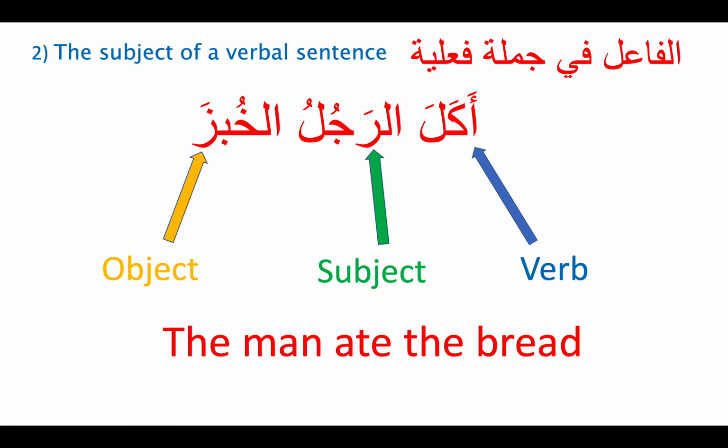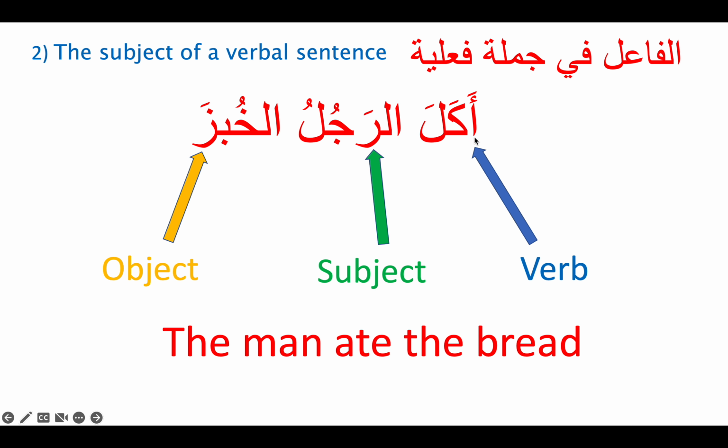So we use the marfu'a, the nominative case, which is indicated by the dhamma, for the subject of a verbal sentence. So الفاعل في جملة فعلية. Now, a verbal sentence in Arabic, or جملة فعلية, is a sentence that begins with a verb. So in Arabic, we have this order for a verbal sentence: verb, subject, object. So, أكل الرجل الخبز. So, easy sentence: the man ate the bread.